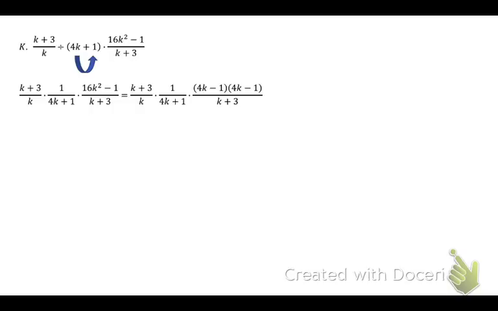And then we can start canceling. Oh, that should be a plus. Whoops, sorry. That should be a plus. Those cancel. Those cancel. And I'm left with 4k minus 1 over k.